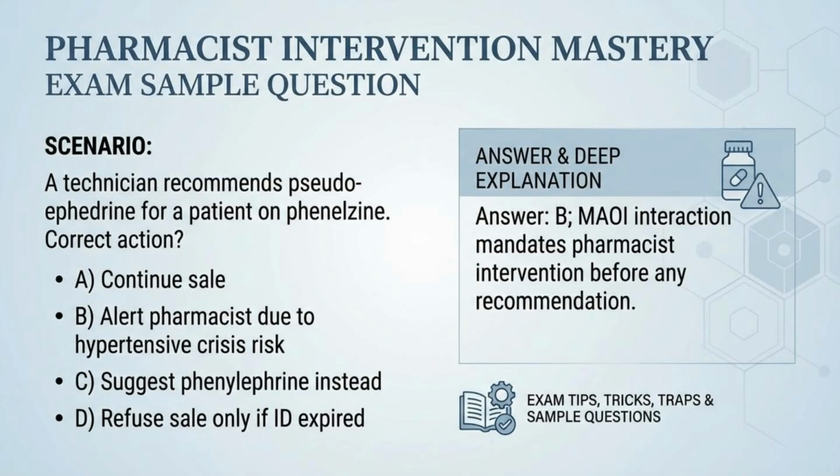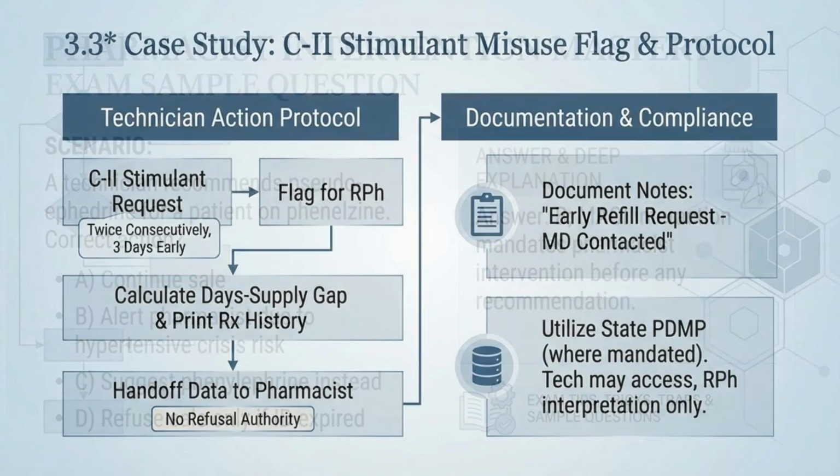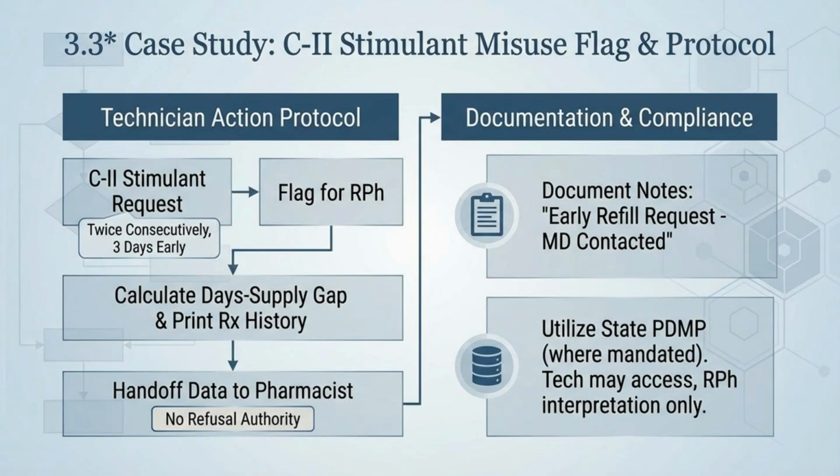In this scenario, a technician recommends pseudoephedrine to a patient on phenelzine. The correct action is to alert the pharmacist due to the risk of hypertensive crisis, as MAOI interactions mandate pharmacist intervention. When flagging a C2 stimulant misuse concern, the technician's protocol includes calculating the day's supply gap, printing the history, and handing off the data to the pharmacist. Technicians do not have refusal authority.